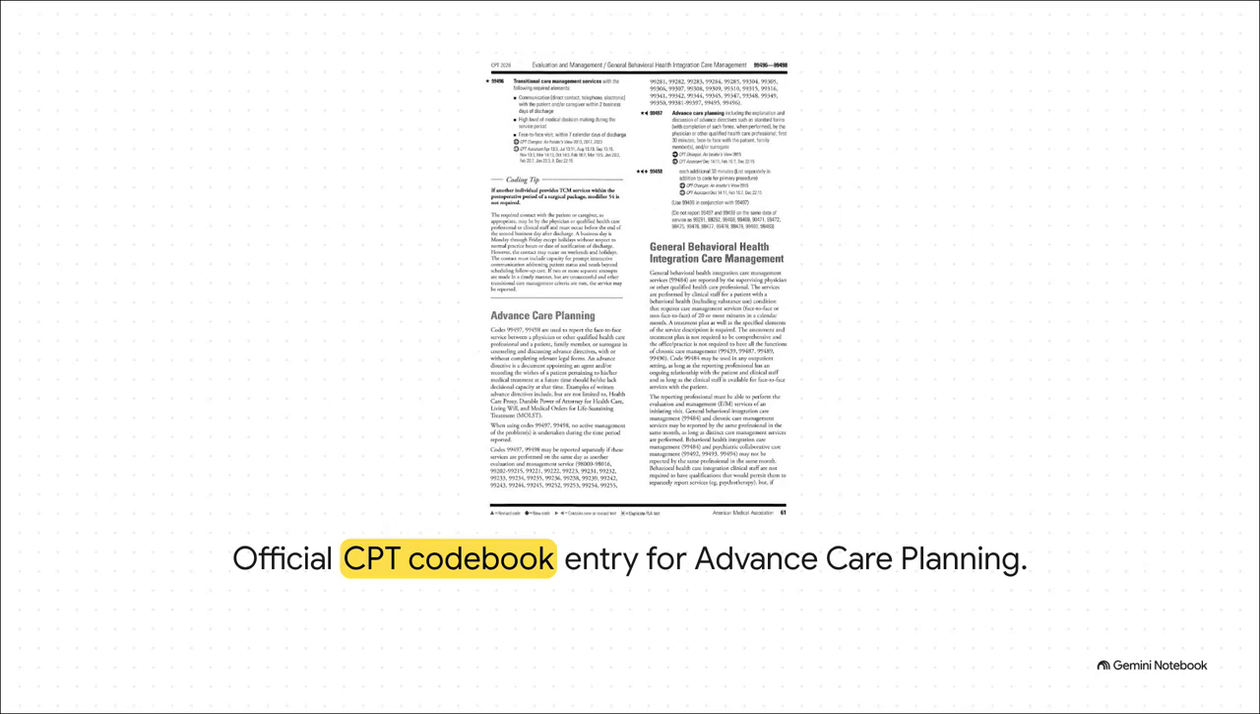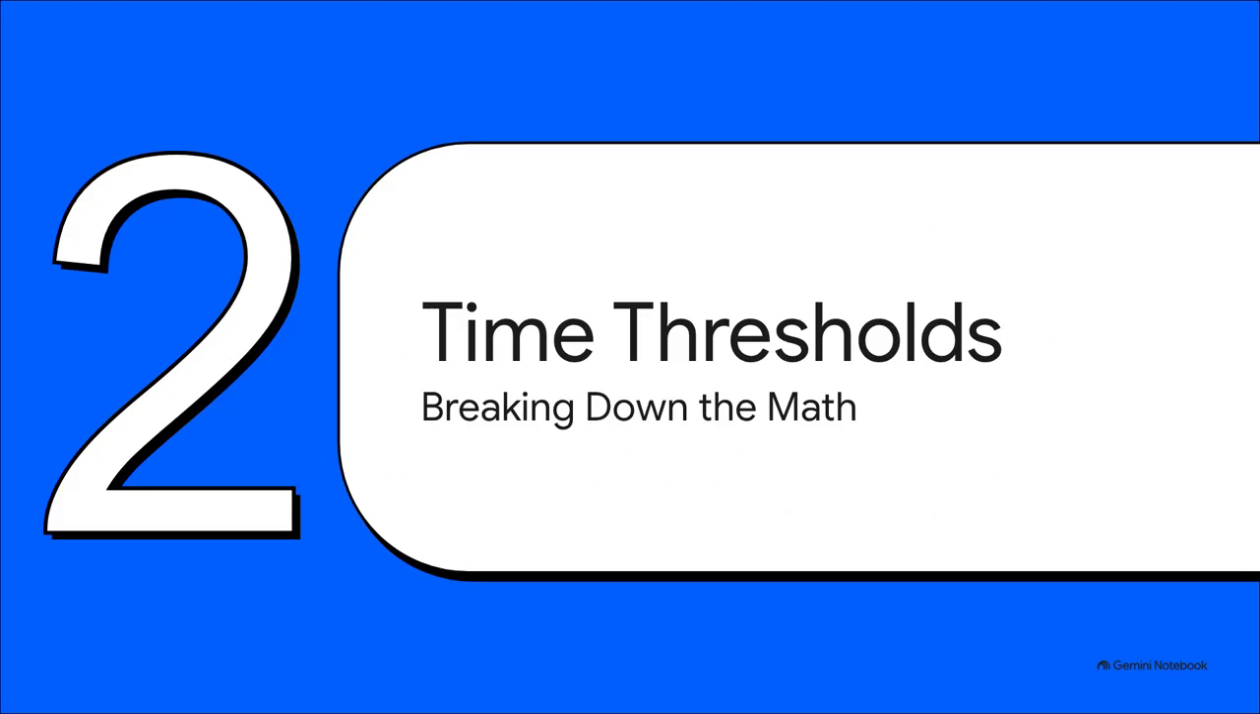When we look straight at the official CPT codebook entry, notice how heavily it emphasizes the face-to-face nature of the service between the provider and the patient, family, or surrogate. It clearly lays out the primary codes we'll be using, specifically calling out the explanation and discussion of advanced directives. Moving on to Section 2, Code and Time Thresholds.